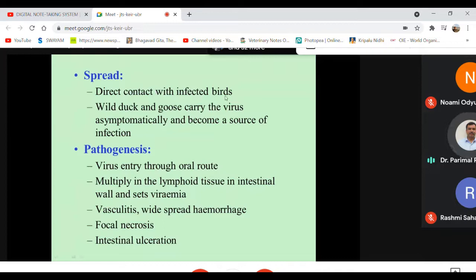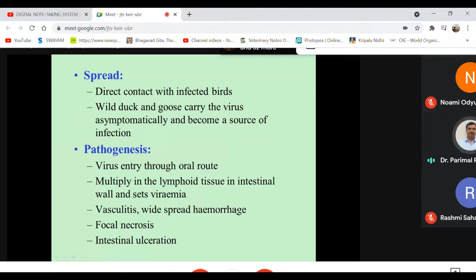If you try to see the pathogenesis, again, the viruses cause endothelial damage, and mainly lymphoid cell-associated infections and viremia occur. Then mainly the lymphoid populations go down because of this infection. And the virus can initiate endothelial damage, vasculitis, and widespread hemorrhages occur.